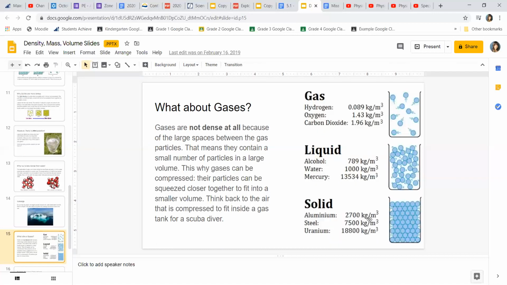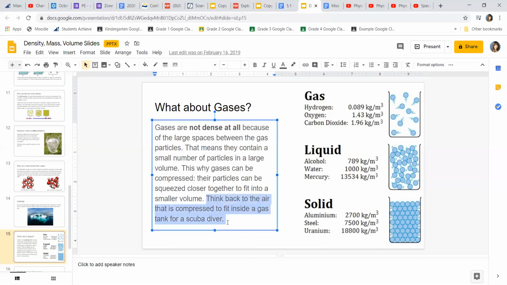And with gases, we know that gases are not dense at all. They're easily compressed because they have large spaces between the gas particles. And think about, let's say, if you're going scuba diving. Remember how we looked at that picture last time? If you're going scuba diving, you're going to have an oxygen tank, and you have all this compressed air in there, so that way you can last underneath the water for a significant length of time. And so it's actually quite handy that we can have compressed air, which is awesome.